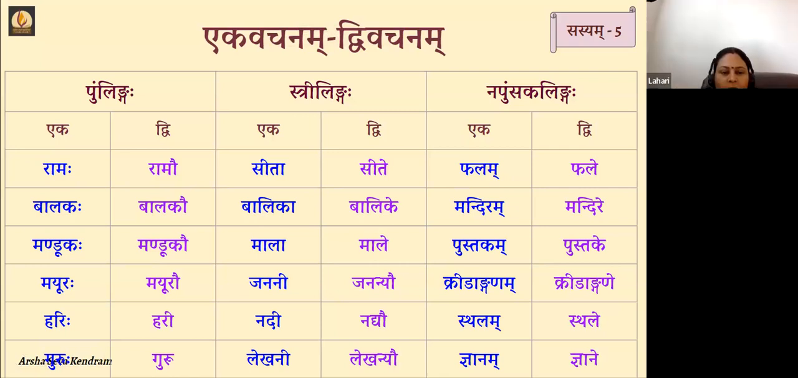Lalita Mahoday, it comes back to Lalita Mahoday. Mandukaha, Mandukau, Mayuraha, Mayurau. No, wait a moment. Mandukah, one frog. Mandukau, two frogs. Mandukaha, three or more frogs. Okay. Mayuraha, Mayurau, Mayuraha. Peacock, two peacocks, many peacocks. Yeah, do the next one also. Harihi, Hari, Harayaha. Samyak. Astu. Dhanyavadah.